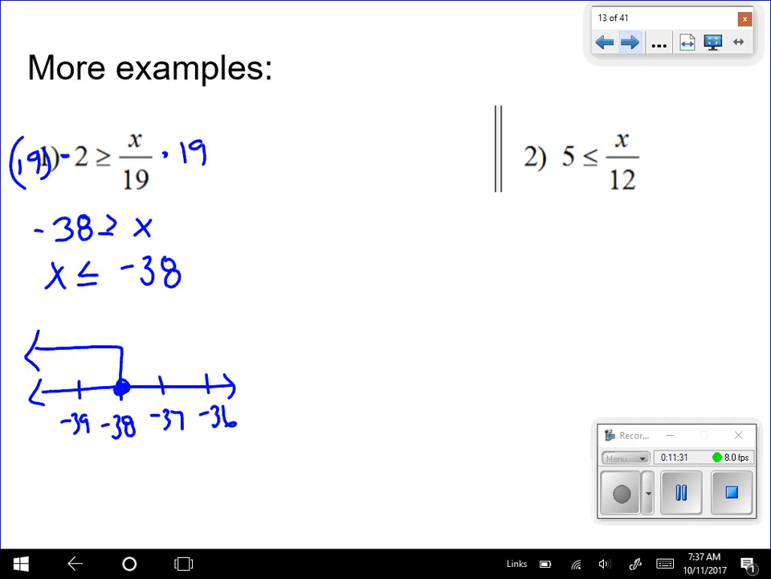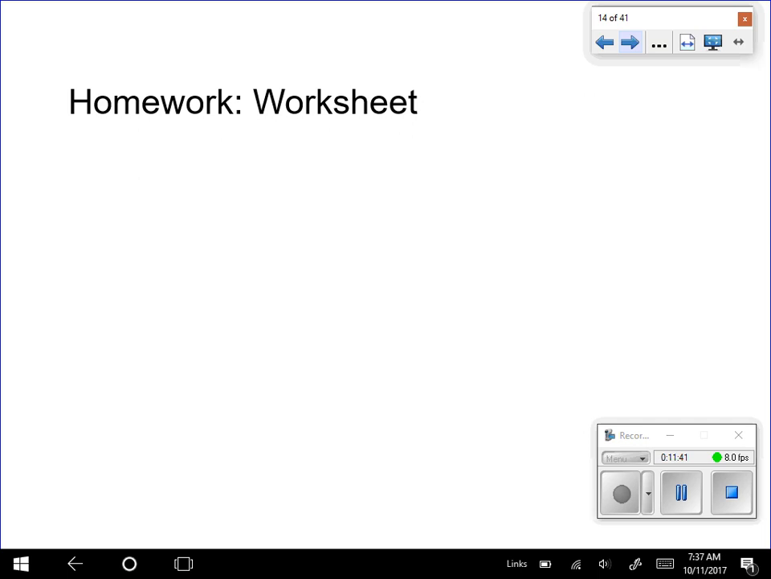All right, number 2 is the other one I want you to try here. Get x alone and graph it. So you had 2 examples to try. Once you're done with both of those examples, we have a worksheet for you.